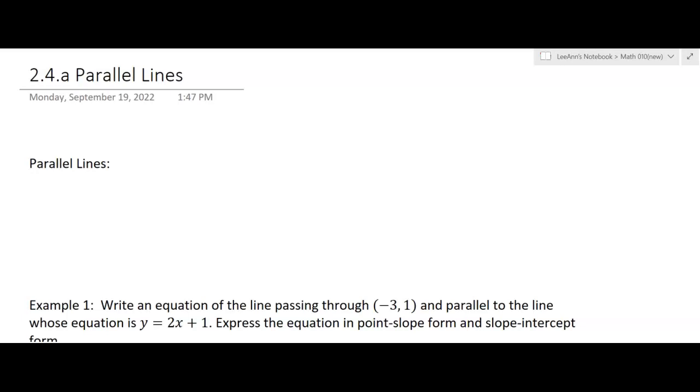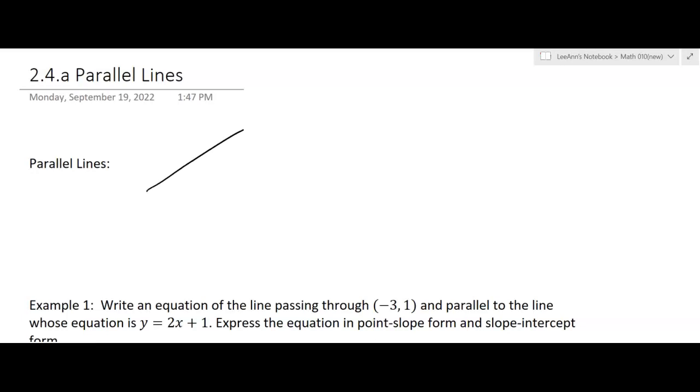So section 2.4, it's not very long. There's only 5 examples. So it's just kind of some extra information, probably too much to put in one section, so they kind of made a separate section. But one of the things we're talking about are parallel lines.